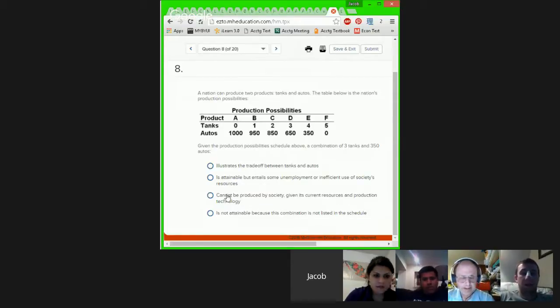All right, so number 8, a nation can produce 2 products, tanks and autos, and here's that war idea. The table below is the nation's production possibilities. Given the production possibilities schedule above, a combination of 3 tanks and 350 autos, what does this production table tell us? It illustrates the trade-off between tanks and autos? Or is it a table that entails some unemployment or inefficient use of society's resources?